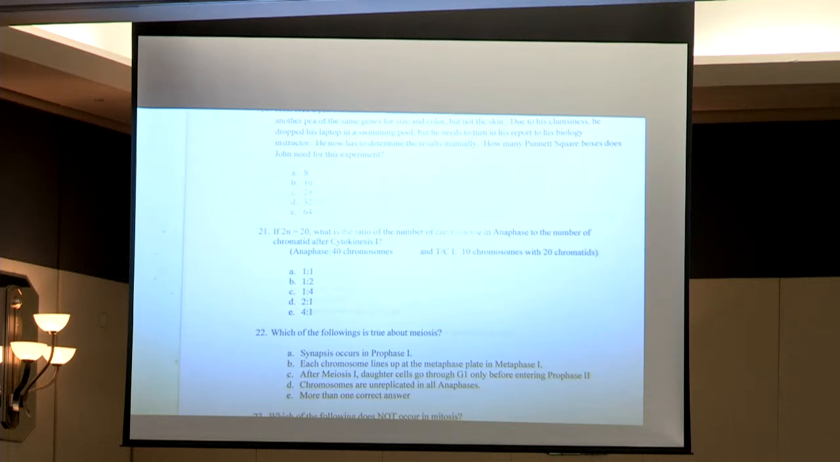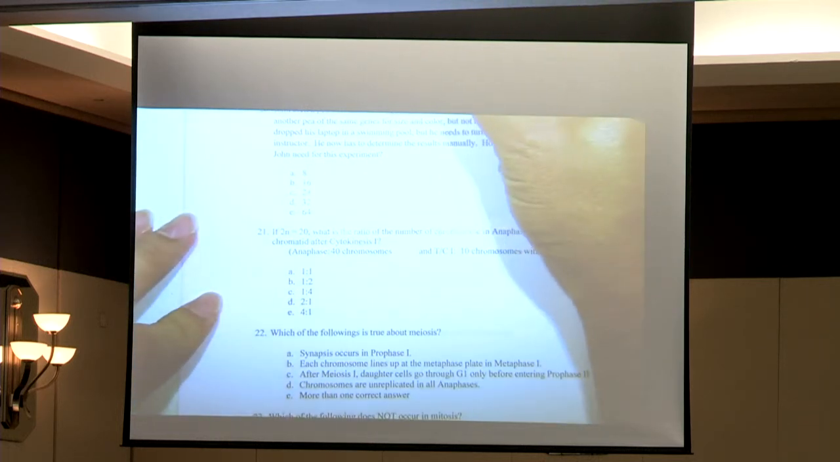So 20, okay. John bred a pea that has heterozygous gene for the large size, green color and smooth skin with another pea of the same genes of size and color, but not skin. Due to his clumsiness, he dropped the laptop in the pool, but he needs to turn in the report. But now he has to determine the result manually. How many Punnett square boxes does John need for this experiment? Okay, so we look at this Punnett square. We need to know the genotype of the parents, right?